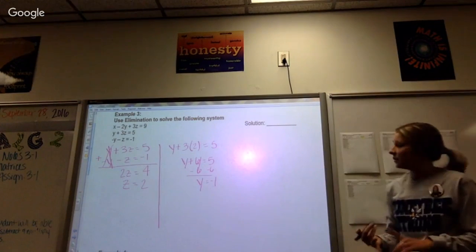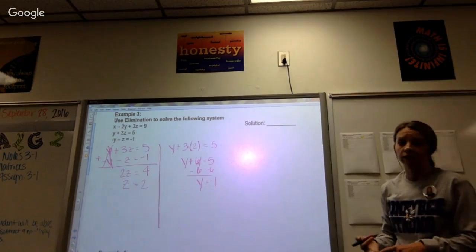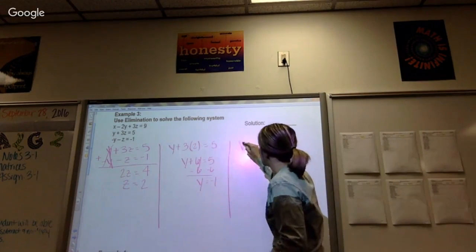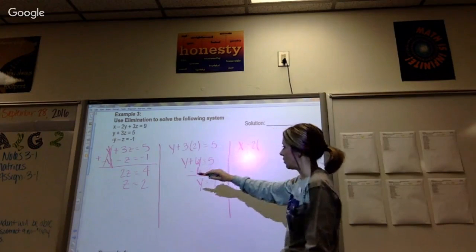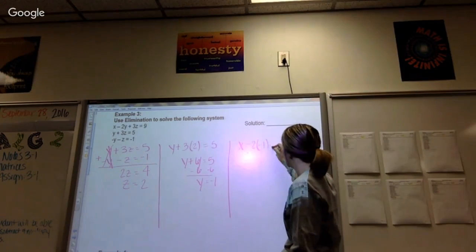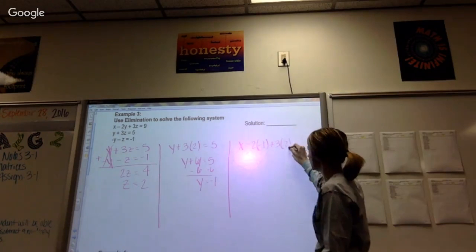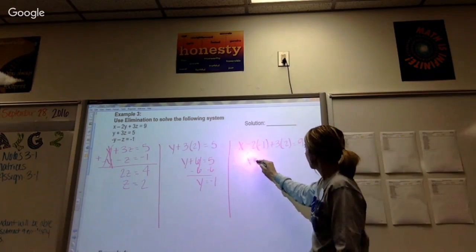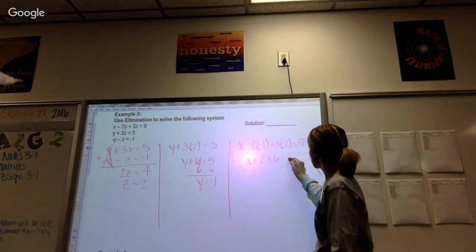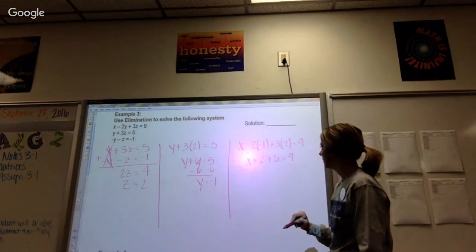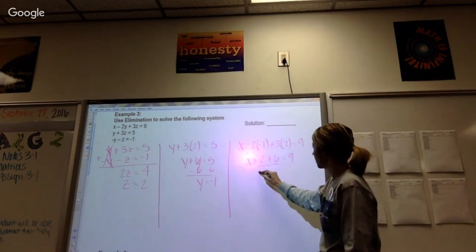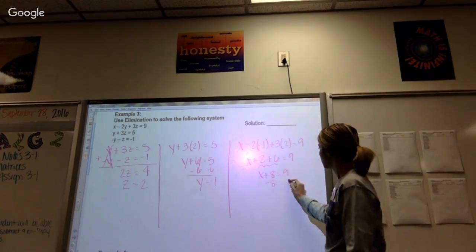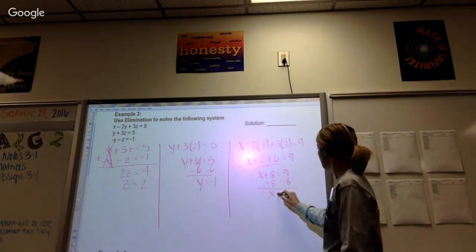So we found z, we found y, we need to find x. Notice the only equation that has an x is that top one, so that's the one that we will use. Replacing y with a negative 1 and z with a positive 2. So that would be x plus 2 plus 6 equals 9. Combining your like terms, x plus 8 equals 9. So x would equal 1.